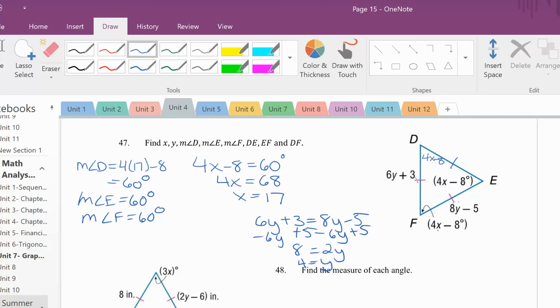And the measure of the sides, well, let's find what FE is. 8 times 4 minus 5. 32 minus 5 is 27. So that means all the sides are 27. So DE is 27. And DF is also 27.